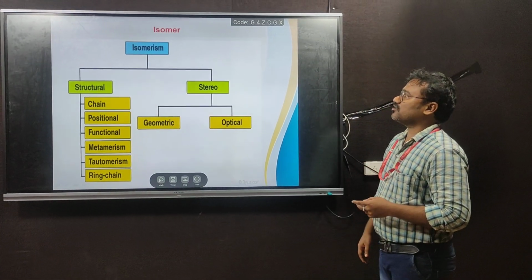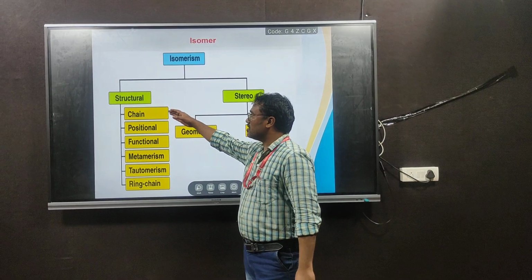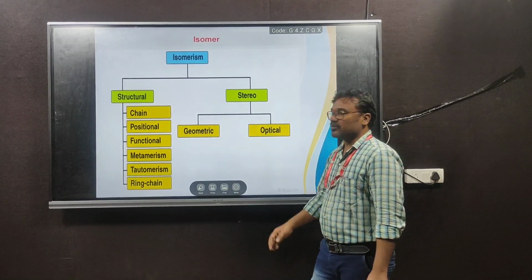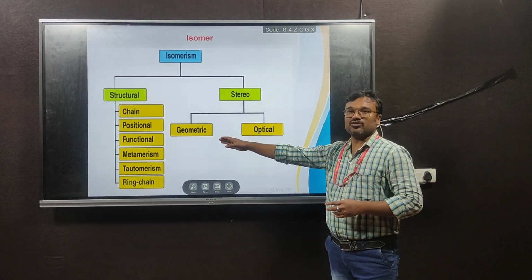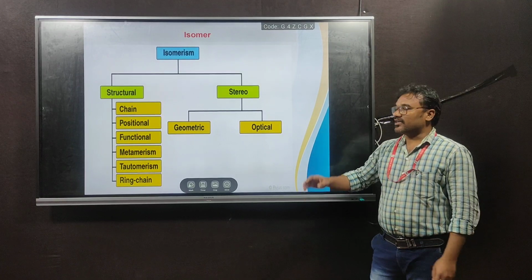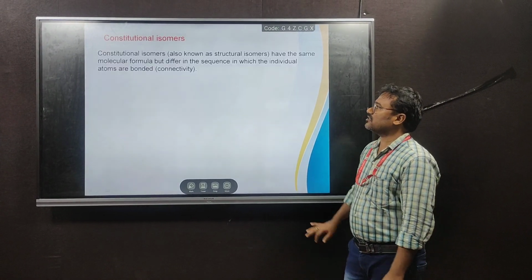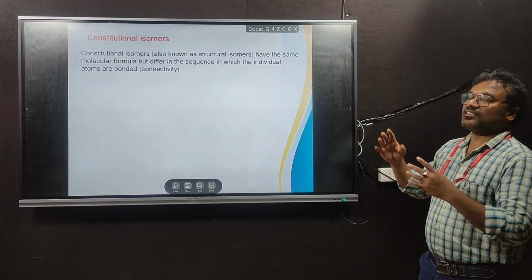You see, this is isomerism, structural isomerism. There are six types of isomerism: chain isomerism, functional isomerism, positional isomerism, metamerism, tautomerism, and ring chain isomerism. And stereoisomerism, I told you, again has two types, that is geometric and optical isomerism. So for example, we see the structural isomerism. What is structural isomerism? It has the same molecular formula but differs in its connectivity.